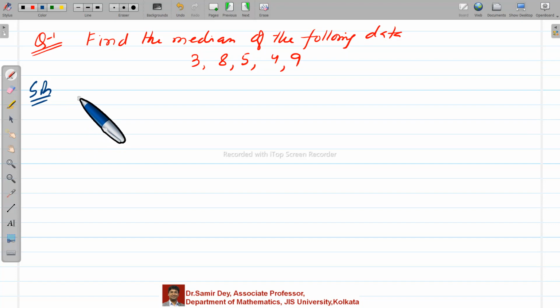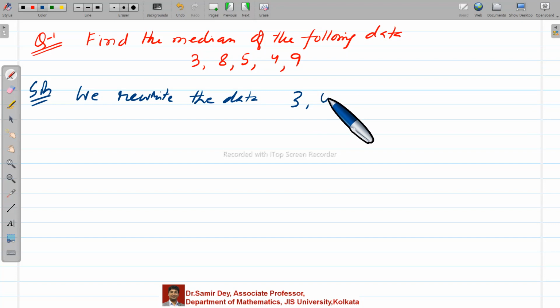Then what you do? We rewrite, please write down, we rewrite the data, that is 3, 4, 5, 8 and 9. What is n here? n is equal to 5. Clear? What is the meaning of n? n means number of data. 1, 2, 3, 4, 5.